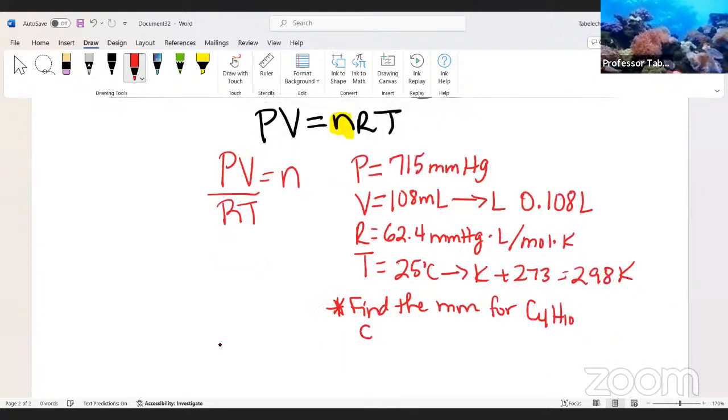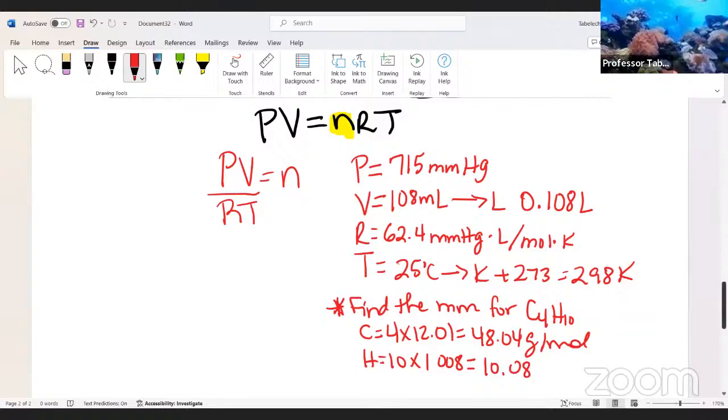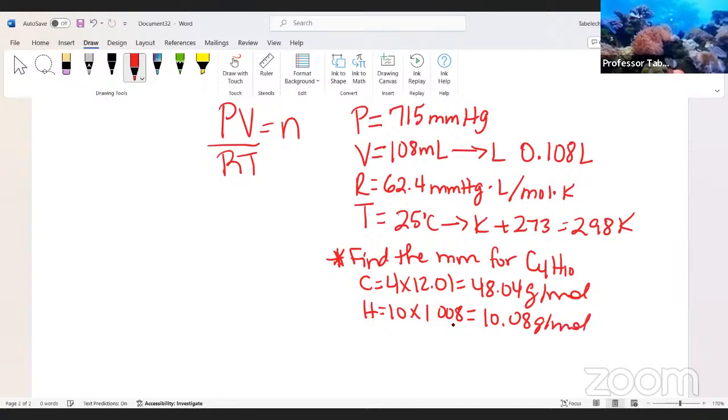Okay, so how do you do that? In case you forgot, you've got 4 carbons times the molar mass of 12.01 from your periodic table, and you get 48.04 grams per mole, plus your 10 hydrogens times 1.008, okay? And you get 10.08 grams per mole. Again, taking care of this step up front will allow you to be less stressed when you actually get to the final end result of your problem. So the molar mass for butane is 58.12 grams per mole.